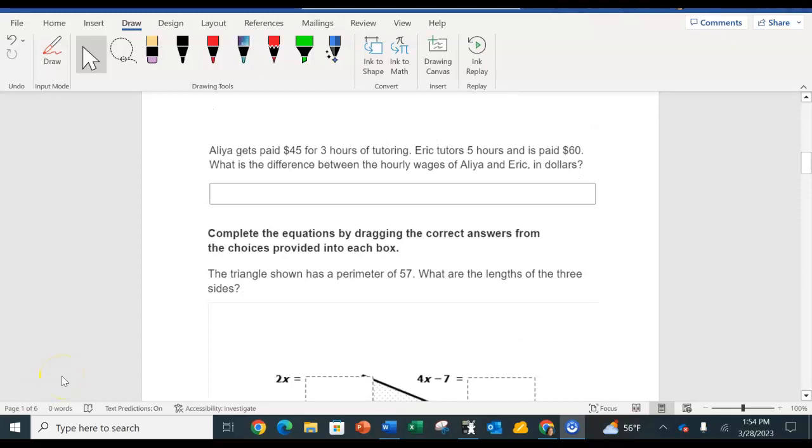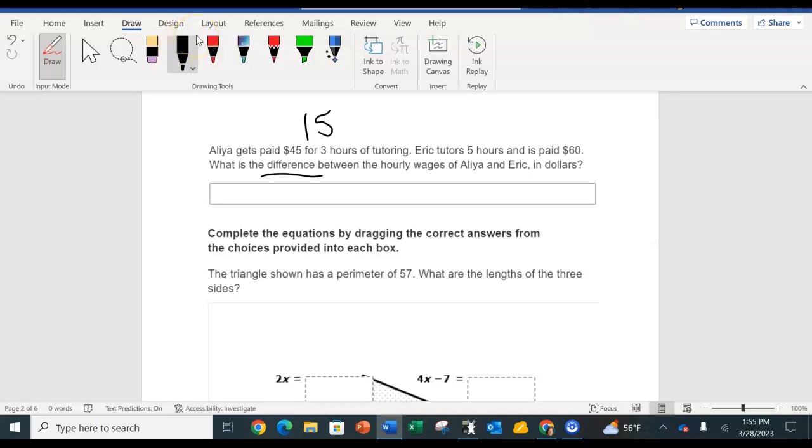All right, the next question says Aaliyah gets paid $45 for 3 hours of tutoring. Eric tutors 5 hours and is paid $60. What is the difference between the hourly wages of Aaliyah and Eric in dollars? All right, so it's not asking for what either one of them makes. It wants to know what is the difference. So if Aaliyah gets paid $45 for 3 hours, 45 divided by 3 is $15 an hour. 15 times 3 is 45.